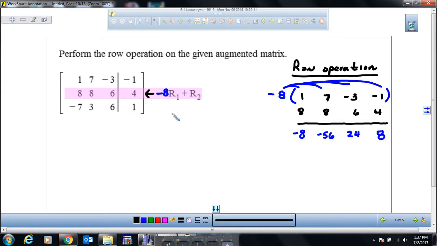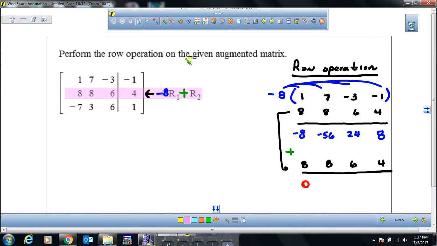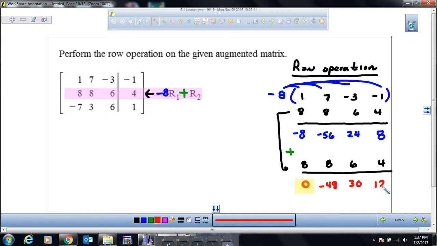And then what does it tell me to do next? Then it says that you're going to add those answers to your row 2. And your row 2 is this second row that we had: 8, 8, 6, and 4. So if I add these results, we're going to get the following. 0. This is something that I want you to keep in mind. 0. Negative 56 plus 8 is negative 48. 24 plus 6 is 30. And 8 plus 4 is going to be 12.